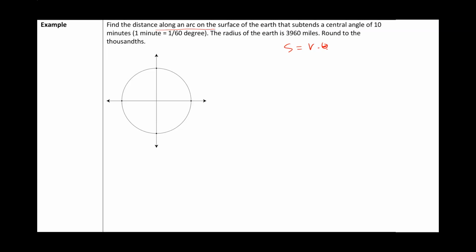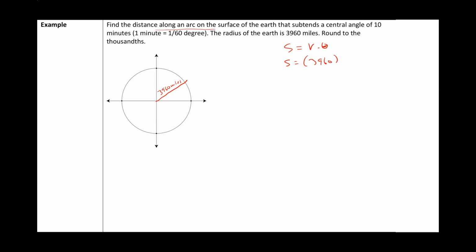So it says, find the distance along the arc of the surface of the Earth that subtends a central angle of 10 minutes, and the radius of the Earth is 3,960 miles. So this radius is going to be 3,960 miles. So half our work is done. We know that that's 3,960. So the question is, the central angle of 10 minutes.